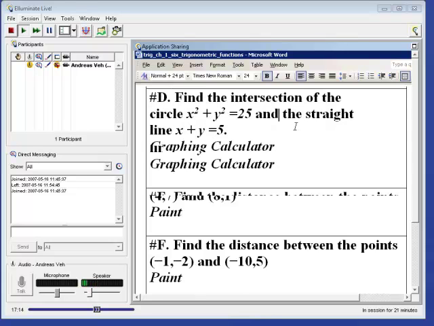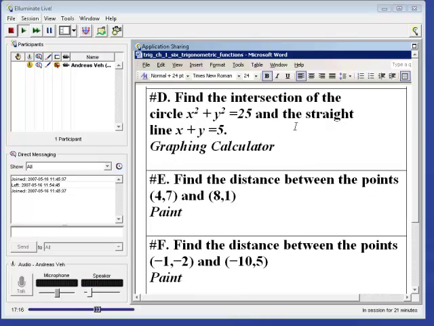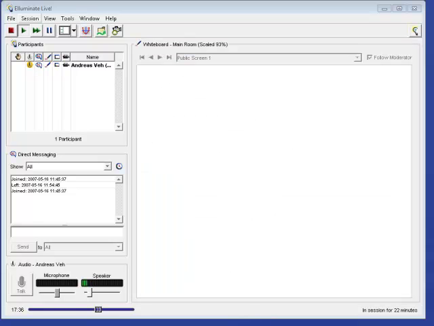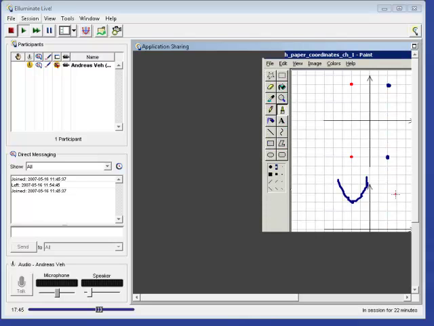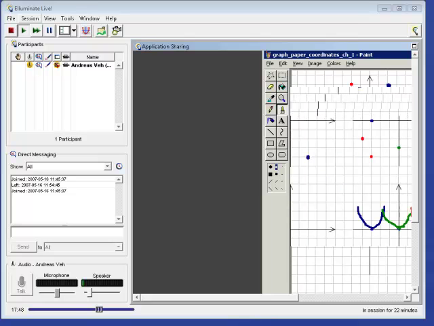Okay, here it says, find the intersection of the circle x squared plus y squared equals 25, and the straight line x plus y equals 5. And then I think I'll do the other two here later. Find the distance between the points. Yeah, I'll come back to it. Let's go over to Paint. And let's move over here.